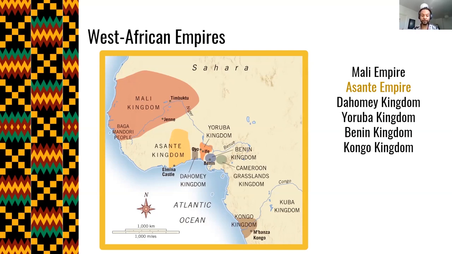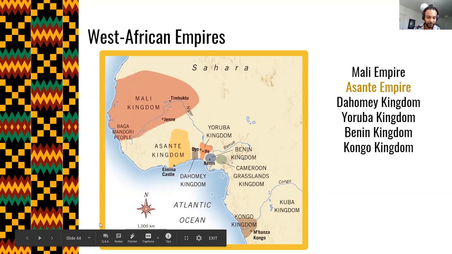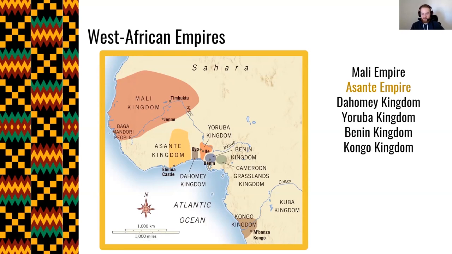Asante Kingdom, you can see it. Can I point things? I don't know if that's possible. No, I don't know how to do it. So anyways. Yeah, we see your mouse. Mouse? Oh, awesome. So like this here.